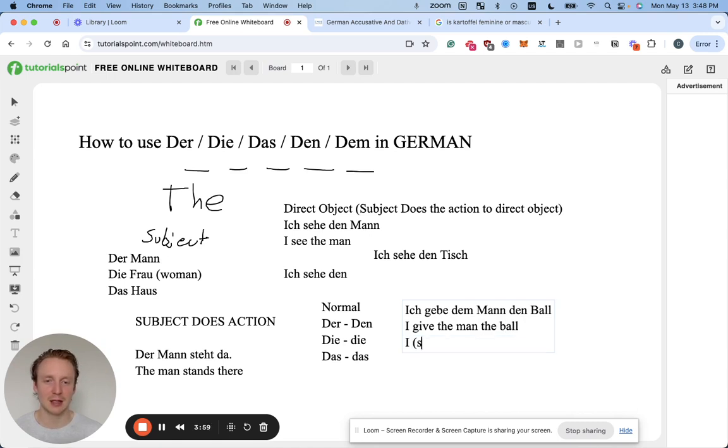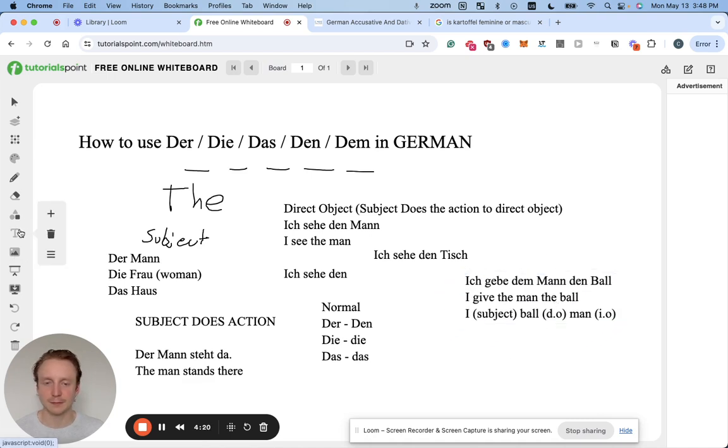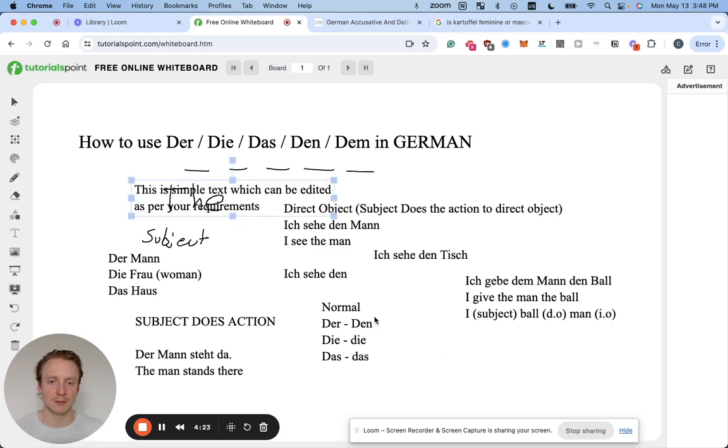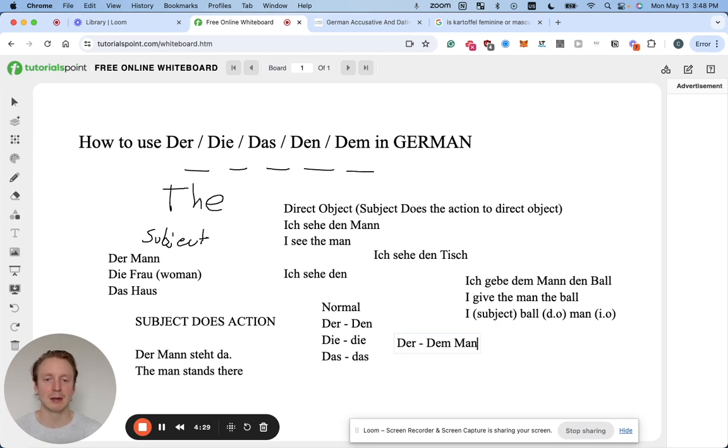So it's like, I is the subject. Ball is the direct object. Man is the indirect object. So that's why it becomes dem Mann. That's the tricky one, because in this one they all change. So der Mann becomes dem Mann. Die Frau becomes der Frau. Das Mädchen becomes, we'll just use house again, dem Haus. So that's the good thing, it gets normal.